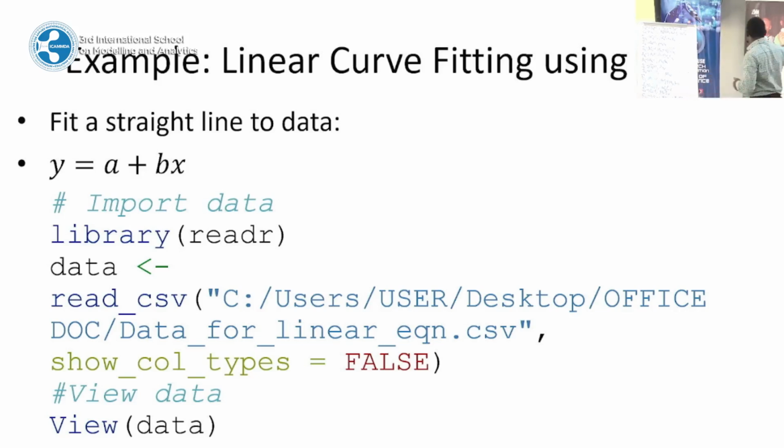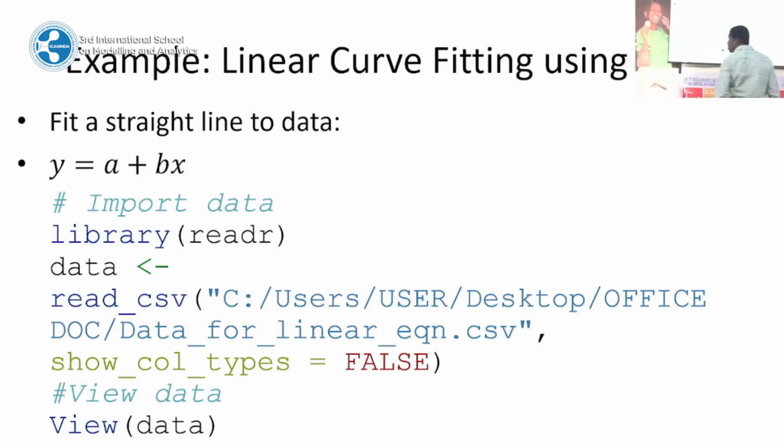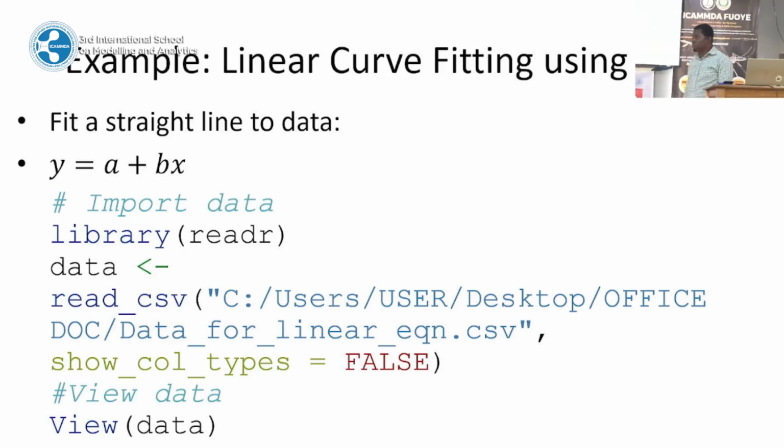So in this case, I'm storing this in a variable called data, right? You already know how to declare a variable, isn't it? With data, and then read underscore csv. For some of you, it will be read.csv.